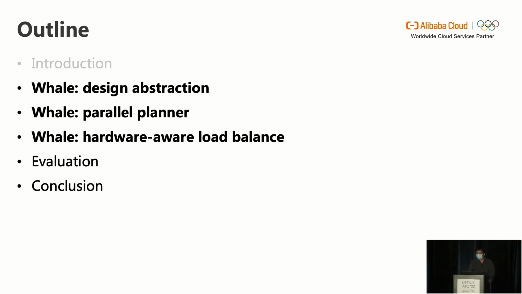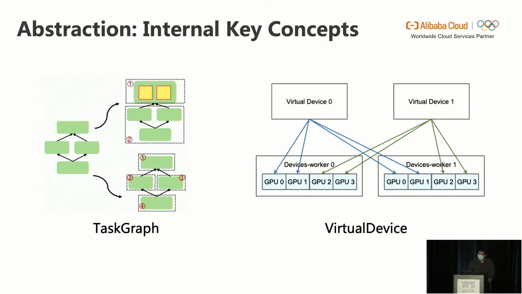Finally, I will introduce a hardware-aware load balance algorithm to speed up the training with heterogeneous GPU clusters. Let me introduce two internal concepts here: task graph and virtual device. A task graph is a subset of the model for parallel transformation and execution. One model can have one or more non-overlapping task graphs. We can apply parallel strategies to each task graph.